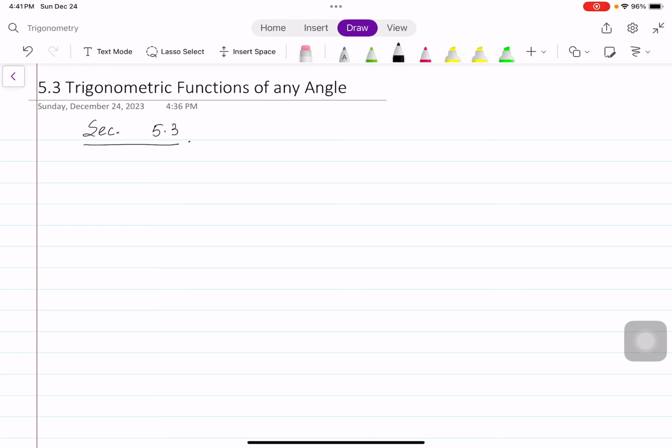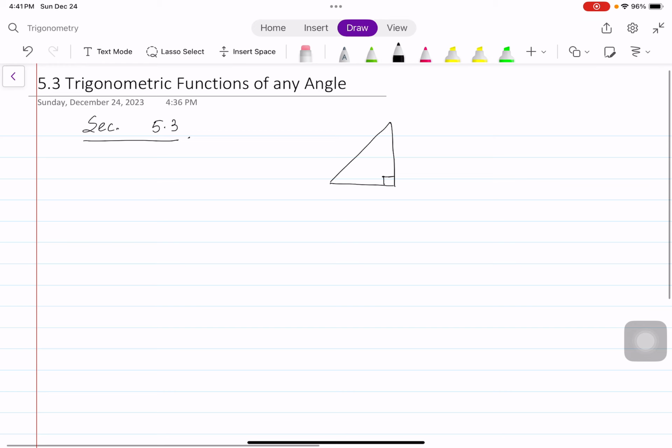Now we will continue. We will start section 5.3, trigonometric functions of any angle. In the last section, 5.2, we discussed the right angle triangle. A right angle triangle has one angle of 90°, whereas the sum of the other two angles is also 90°.